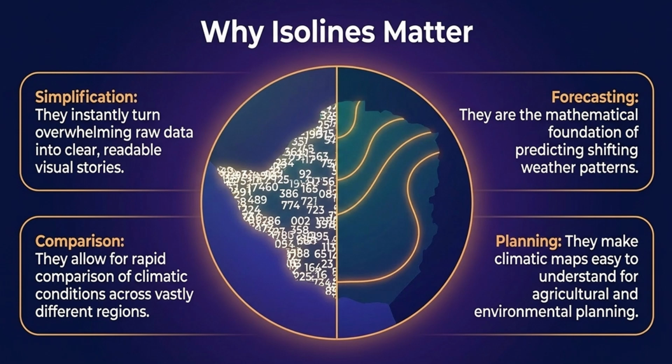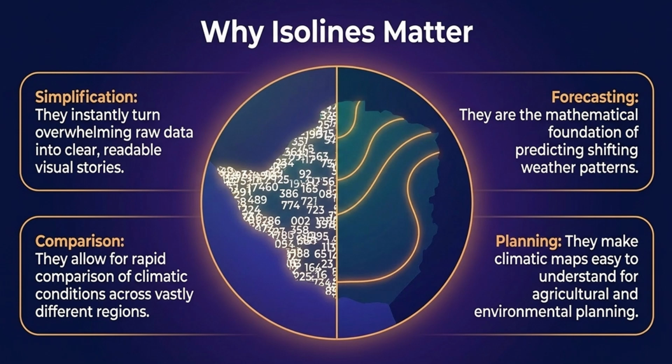Second, isoline make it easy to compare climatic conditions between different regions. For example, we can quickly identify which areas are hotter, wetter, or have higher air pressure. Third, isoline play an important role in weather forecasting. They help meteorologists predict changes in temperature, rainfall, pressure, wind, and other weather conditions.